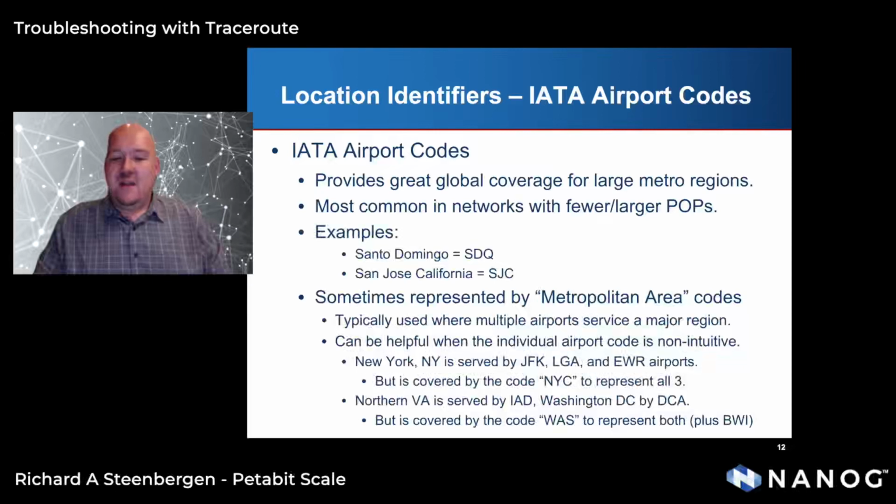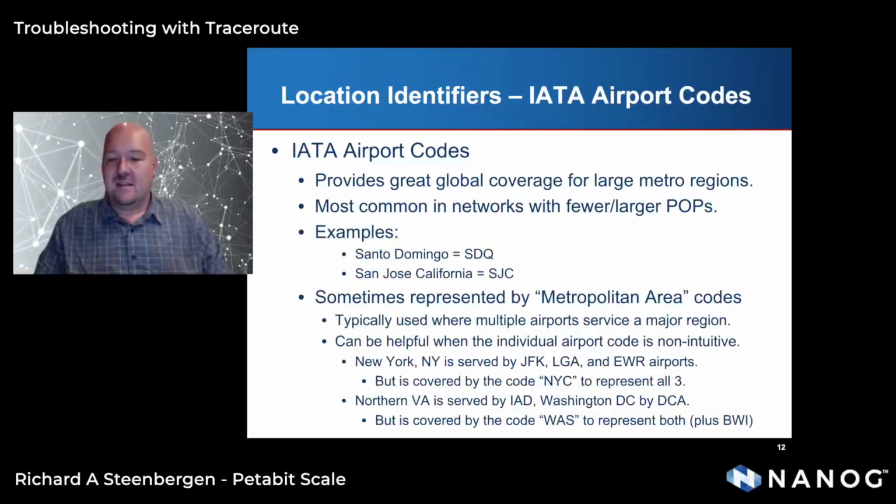Sometimes you'll see this represented by the metropolitan area codes. This happens when you've got multiple airports that service the same region. Sometimes this can be more intuitive, and sometimes a little less intuitive. For example, New York City is serviced by 3 major airports. You've got JFK out on Long Island, you've got LaGuardia, LGA, and you've got Newark over the border in New Jersey, EWR. There is a code NYC that is used to represent all 3. So you might be perfectly within your rights to pick NYC as the name of your POP code to cover the entire geographic region without having to nitpick over whether you're closer to LGA or JFK, and improve communication.